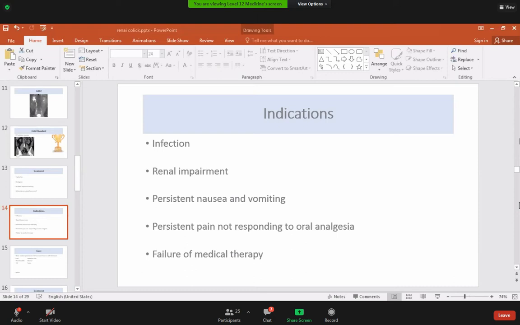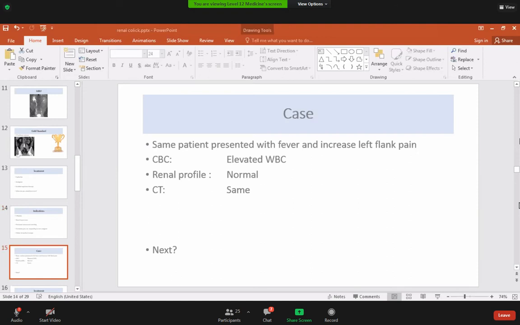So these are the indications when we should admit the patient and when should we intervene. It depends on further observation of the patient. Infection, renal impairment, persistent complaints, persistent pain, and failure of the medical therapy.